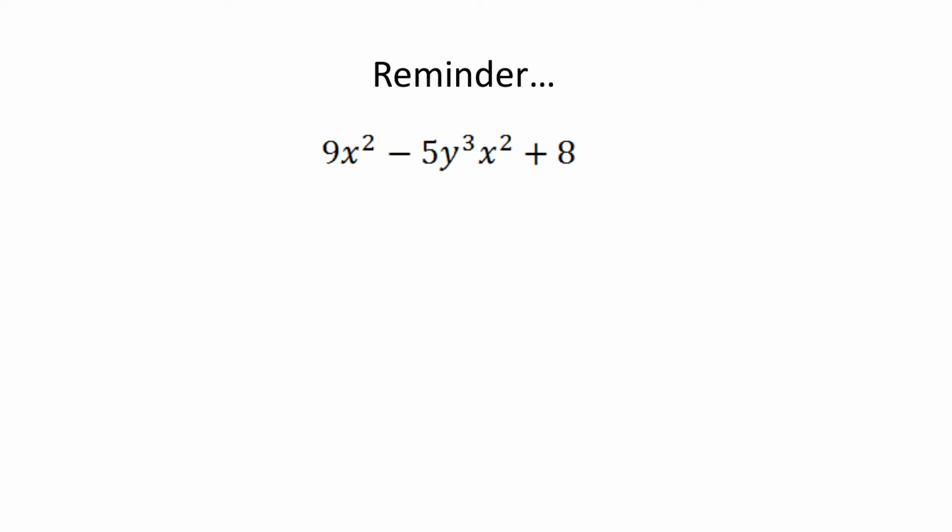So when we look at something like this, we have 9x squared minus 5y to the third x squared, plus 8. And one of the things that we have to look at is that we have 3 different terms. So each one of these things that I'm underlining here, these are all individual terms. Now, each one of these terms has its own degree. This is term 1, this is term 2, and this is term 3 here.